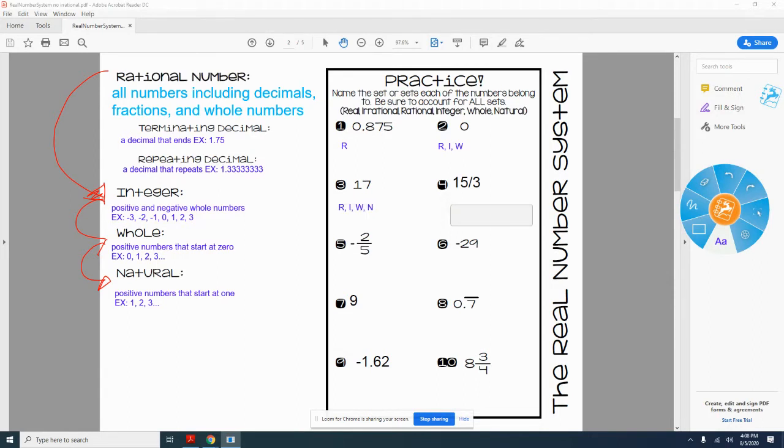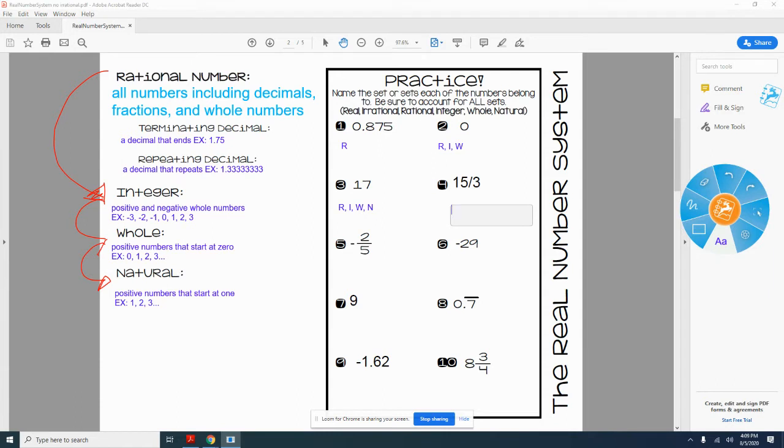15 over 3. So it's a fraction, right? So it's a rational number. But is it an integer? Now, it says a positive or negative whole number. Well, 15 over 3, what we really use a lot in 7th grade is going to be fractions. Not as much as what you did in 6th. We use fractions as division. So 15 over 3 is the same thing as saying 15 divided by 3. So what is 15 divided by 3? Well, the answer to that is 5.